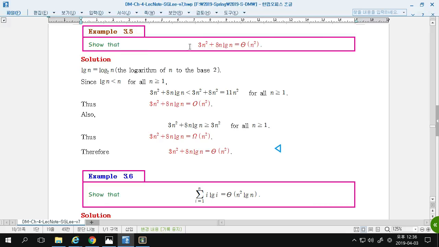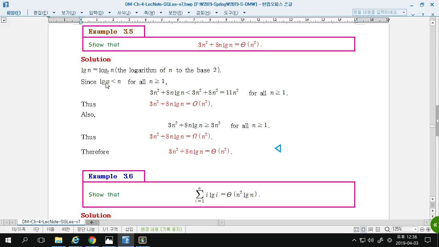Next example. Show that 3 times n squared plus 8n times log n is theta of n squared, as you checked. Okay, let's think of this log n as a log of n with base 2.